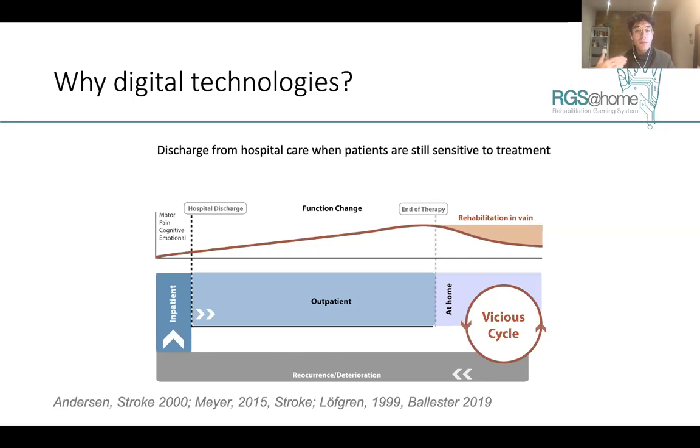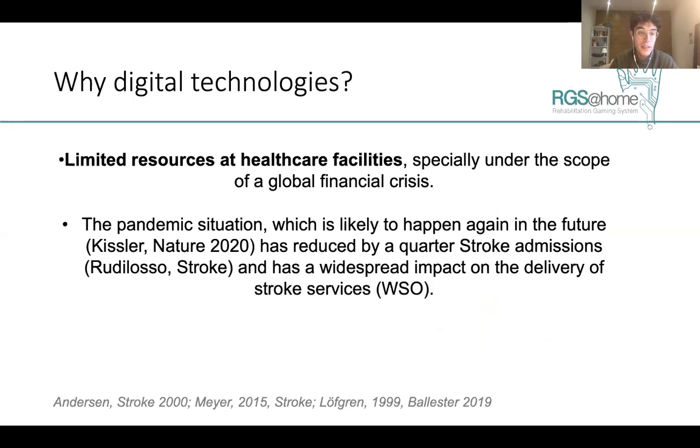So this is moreover emphasized by a discharge from hospital care, which has been shown by recent evidence when patients are still sensitive to treatment. Why does this happen, and what can we do about it? So one of the reasons are limited resources at healthcare facilities, and especially under a situation of a global financial crisis such as the one we are living right now. For instance, we now know that COVID has a direct impact in stroke admissions and has had a widespread impact also on the delivery of stroke services.